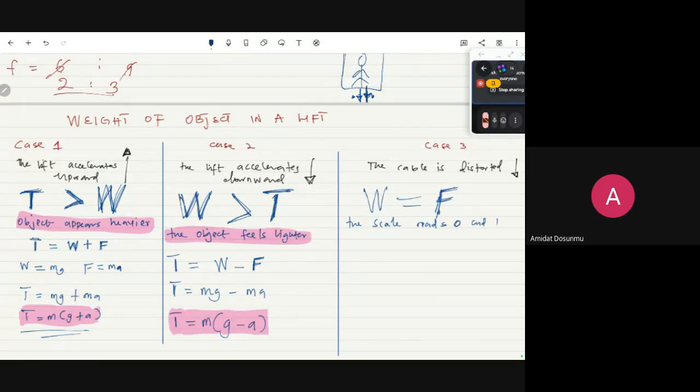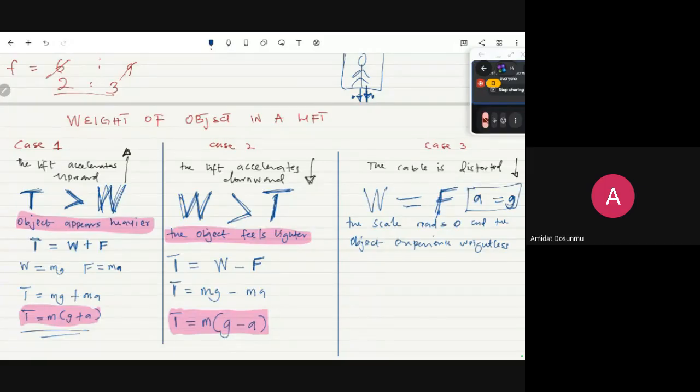And the object experiences what? Weightlessness. The object appears weightless. So you just fall. It will fall with gravity. Or we can also say that our acceleration a will be equal to what? G, gravity. You can also say this.